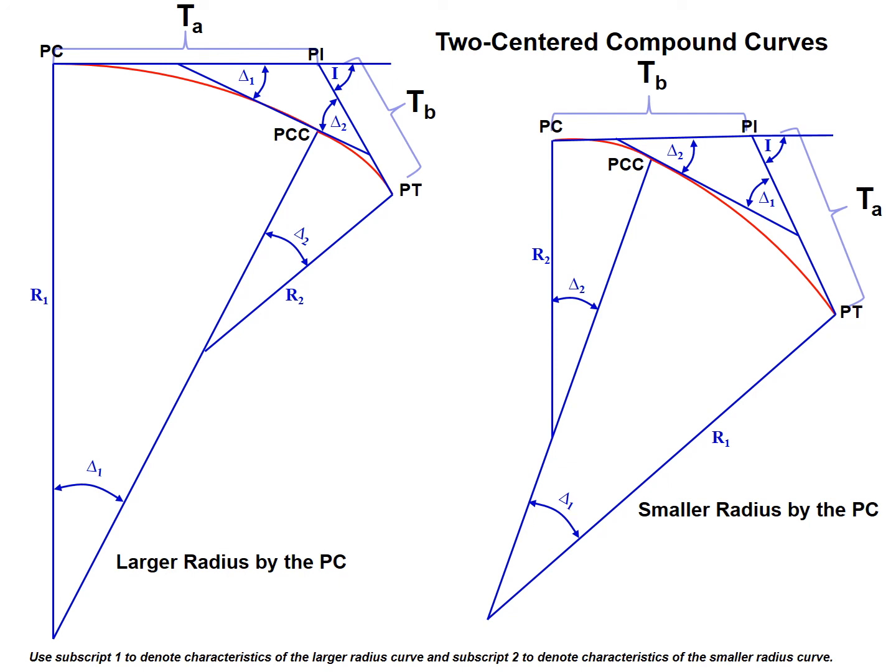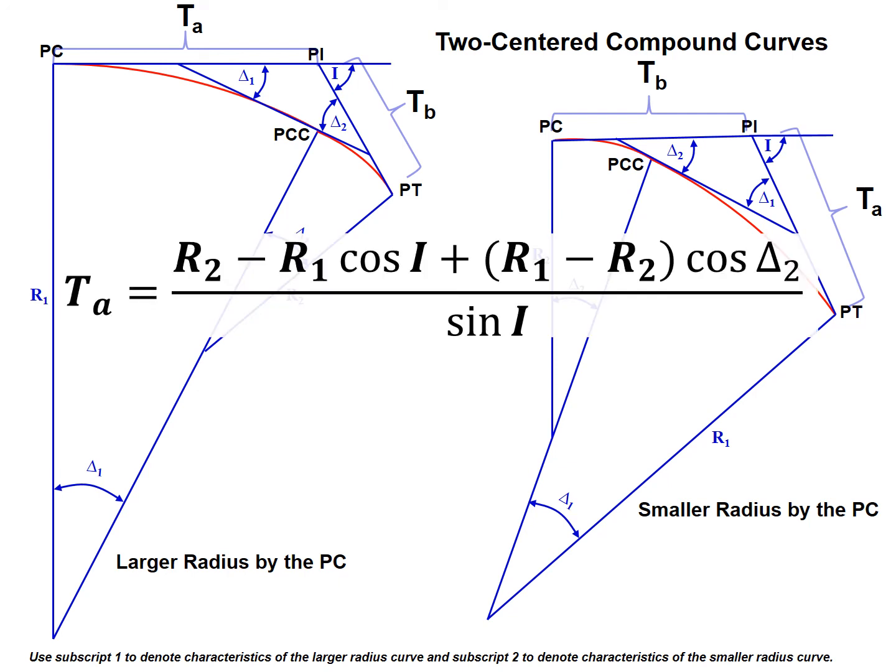So we've got to know which one we're solving for, because when we're dealing with stationing on a horizontal alignment, we always need that distance, the tangent distance between the PC and the PI. So if you have the larger radius first, you need to be solving for T sub a. If you have the smaller radius first, you need to be solving for T sub b. Those are the two values you'll typically use, especially when you're calculating the stationing for your horizontal curve.